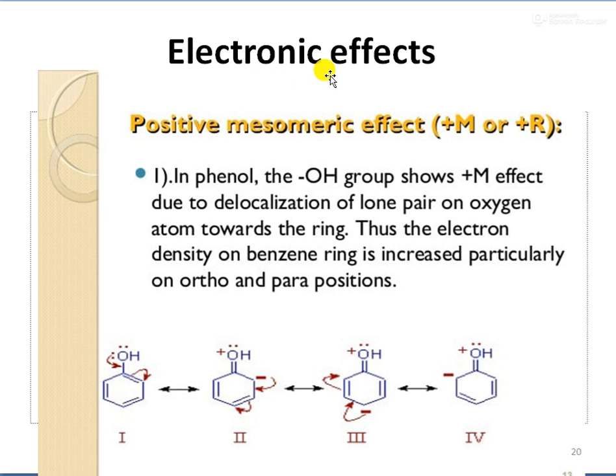Let us discuss the electronic effects. So the electronic effect in phenol is a positive mesomeric effect, represented as +M or +R, and we have seen the different mesomeric structures of the phenol here. So the electron density on the benzene ring is increased, particularly at the ortho and para positions. So when there is a phenol substitution in the benzene ring, the electron density will be more at the ortho and para positions. So phenols are ortho para directing.